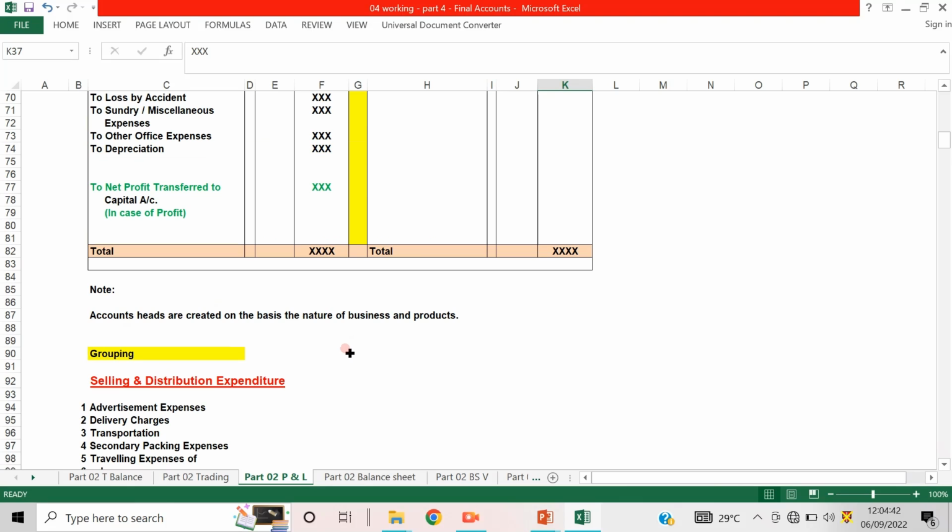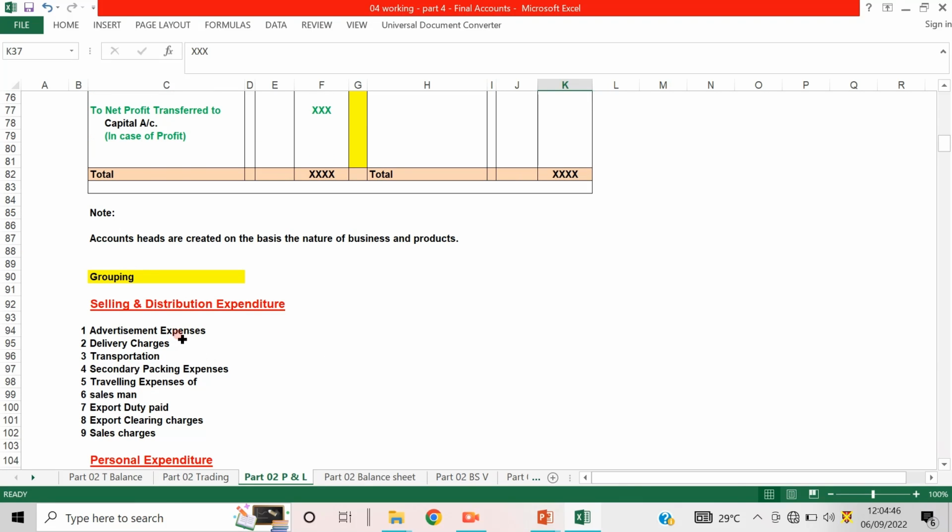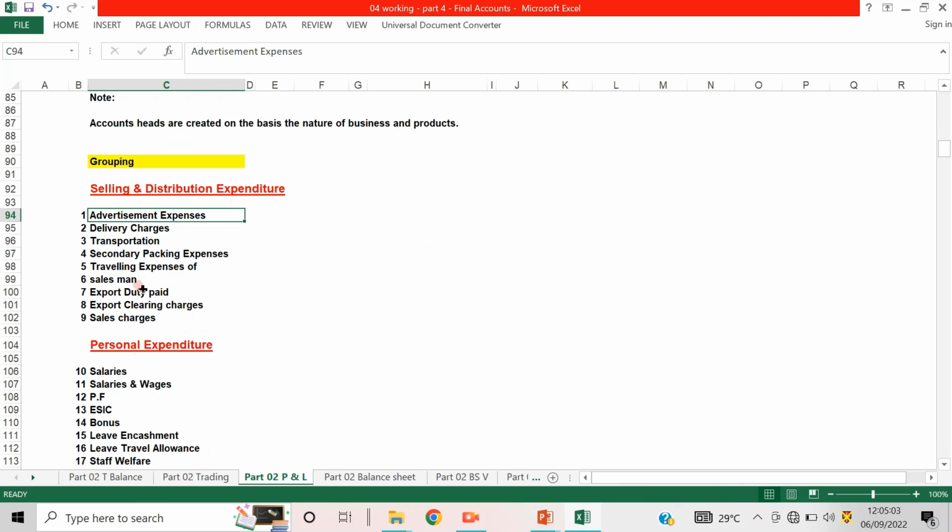Now we can also group these into accounts for convenience, because it is so lengthy. These are not made so that everything is included in one page, so that the reference will be very easy, and along with that references are given within the schedules. Selling and distribution is like that. It is already given here, you can just see this.